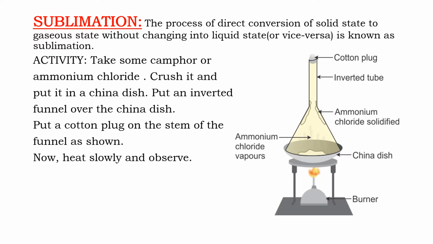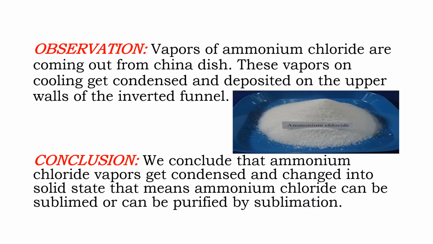What have you observed, students? You must have observed that some vapors are coming out from the china dish. These vapors on cooling get condensed and deposited on the upper walls of the inverted funnel. So, what can you conclude from the activity? We can conclude that ammonium chloride vapors get condensed and change into solid state. That means ammonium chloride can be sublimed or purified by sublimation. The vapors coming out from the china dish are of ammonium chloride. This is one more activity for better understanding of sublimation.